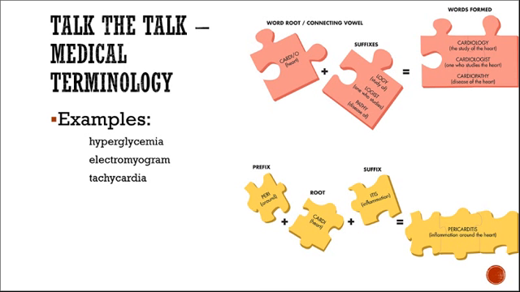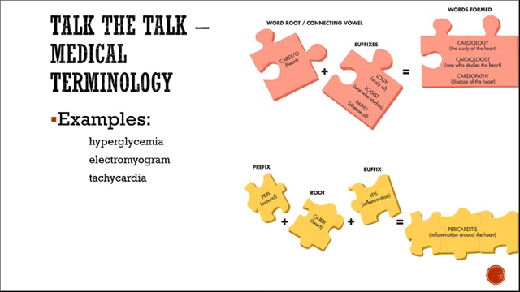Hyperglycemia. If we break that word apart and look at the suffix first, emia means blood. Hyper, which is the prefix, means above normal. Glyc means sugar, so hyperglycemia means high blood sugar.